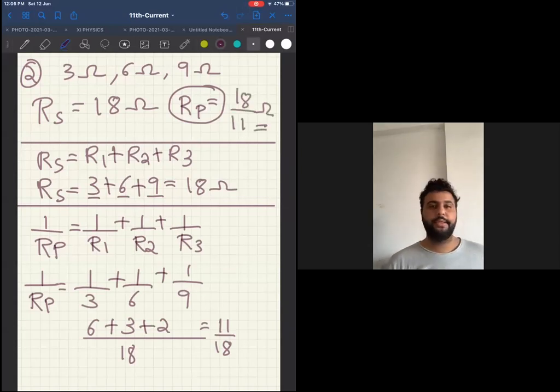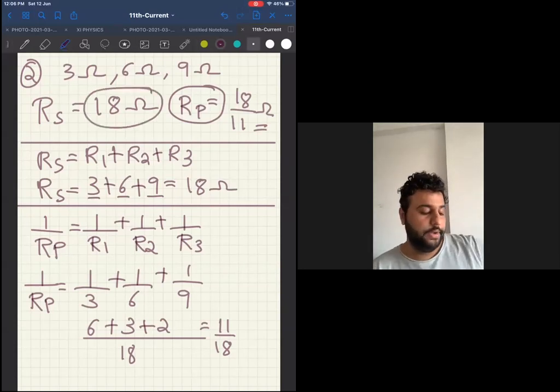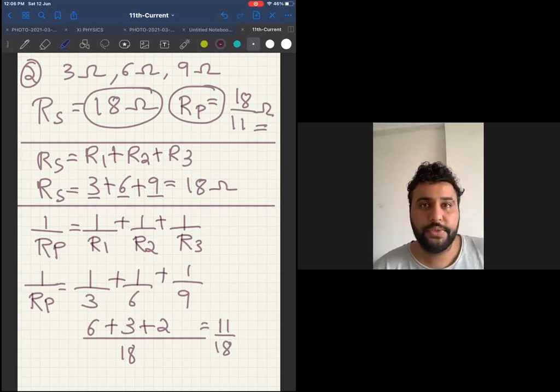Check whether you're getting these answers. Therefore, if you're getting 18 and 18 by 11, your answer is correct. Let me know with yes or no, whether you have got both right. That is the first one as well as the second one. That is RS and RP.